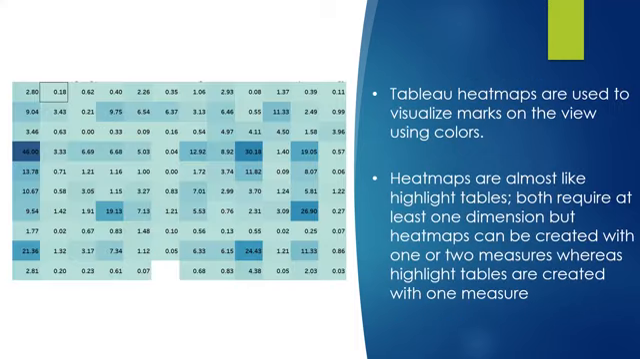Whereas heat maps are used to visualize marks on the view using colors. As you can see here in this heat map, the higher the value, the darker the color. For example, the maximum value is 46. Heat maps are also like highlight tables. Both require at least one dimension, but heat maps can be created with one or two measures, whereas a highlight table is created with one measure.